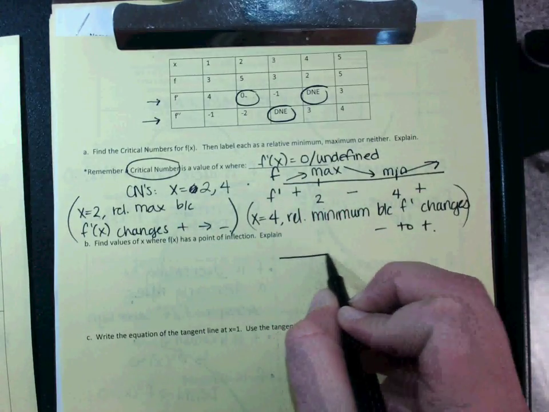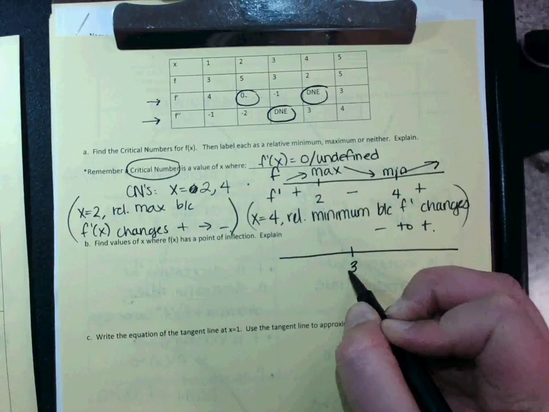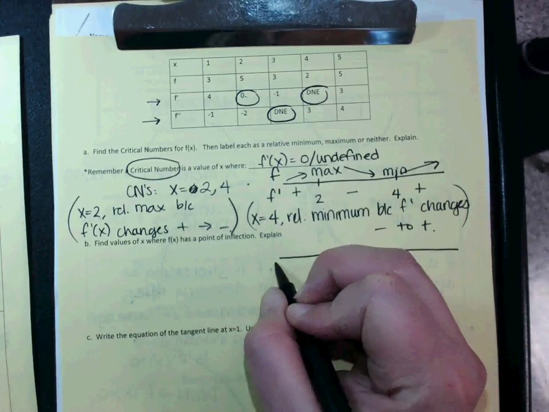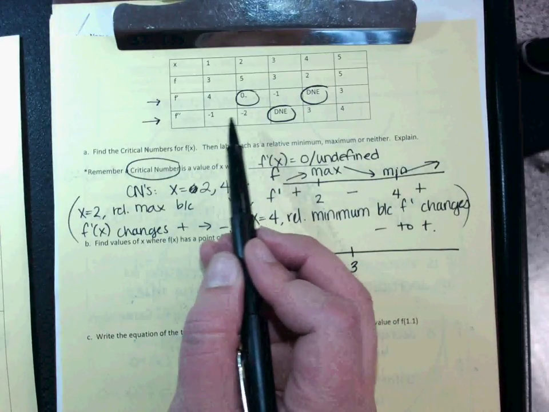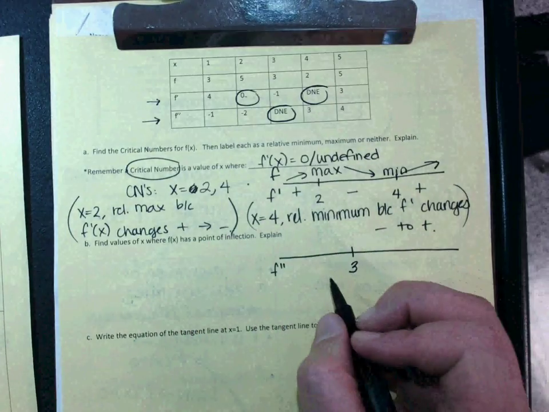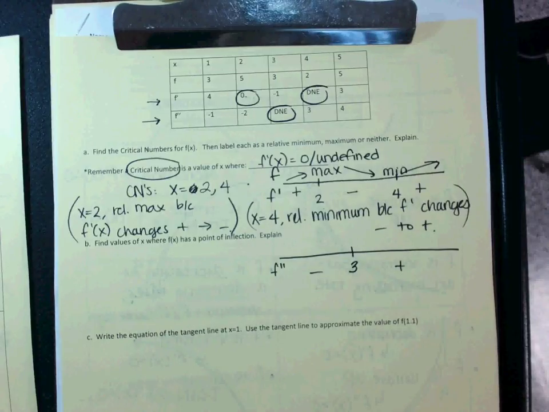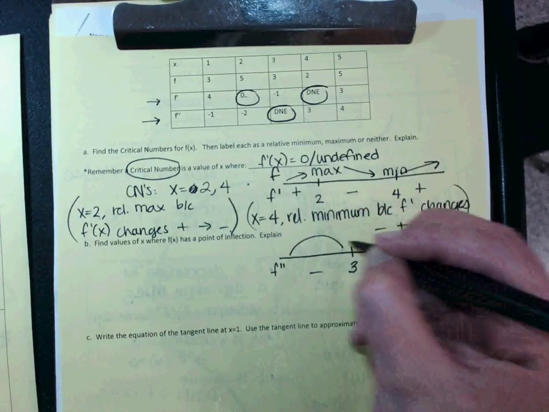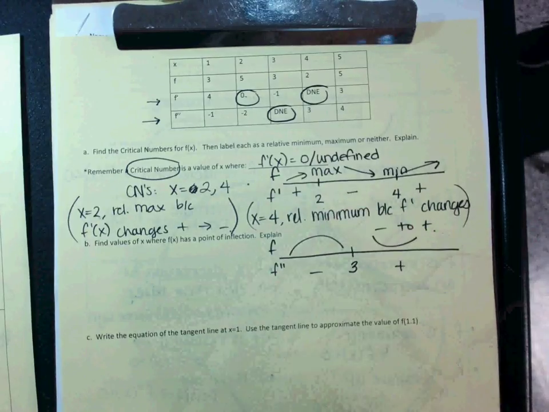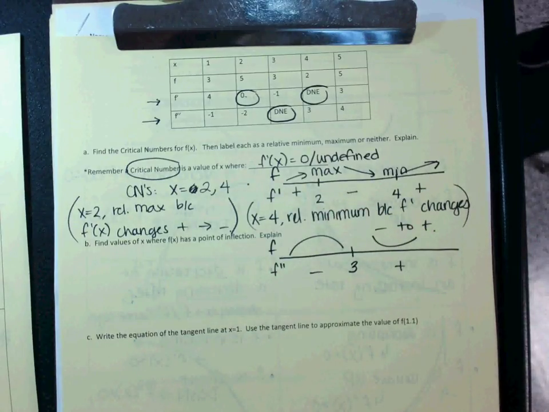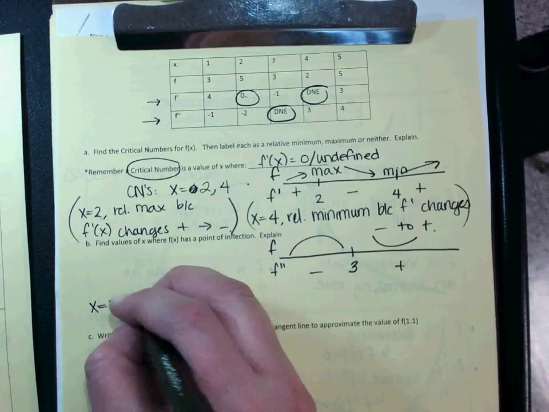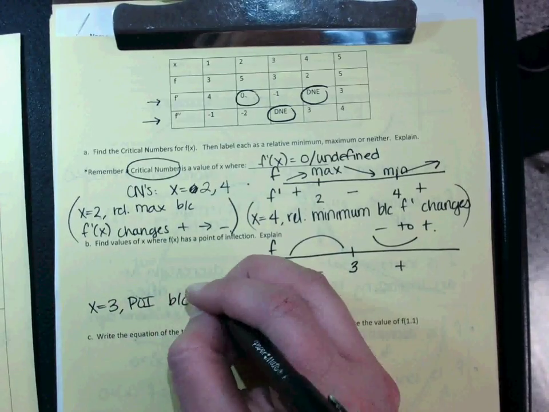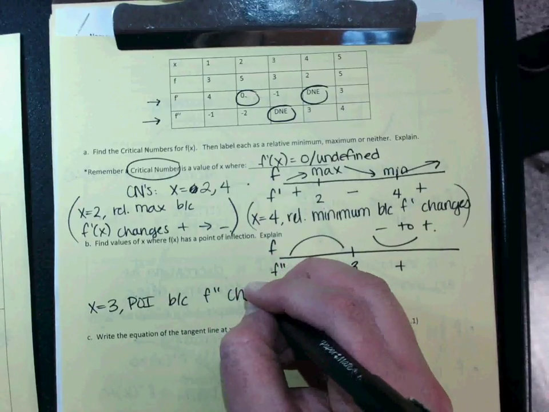Positive. So right here, I would put 3 on my number line. This is f double prime that we care about. I started off with negative values, then I switched to positive values. Then will 3 be a point of inflection? Yes. What if it didn't change sign? Then it would not be a point of inflection. So we would say x equals 3, you have a point of inflection because f double prime changes sign.